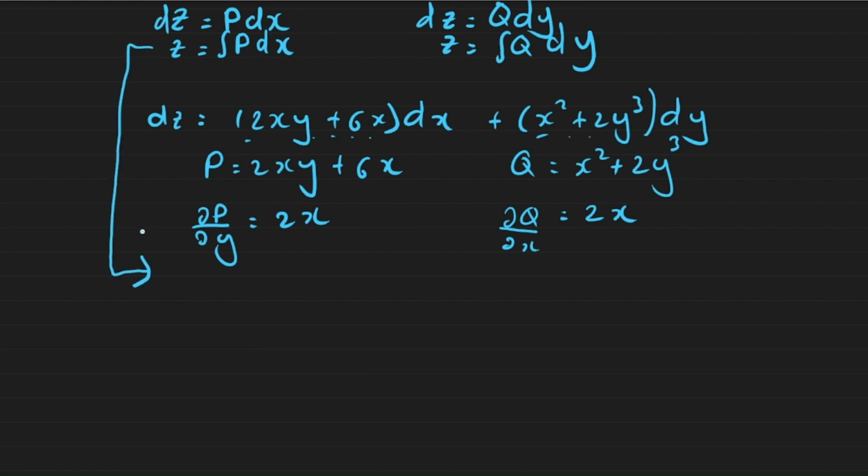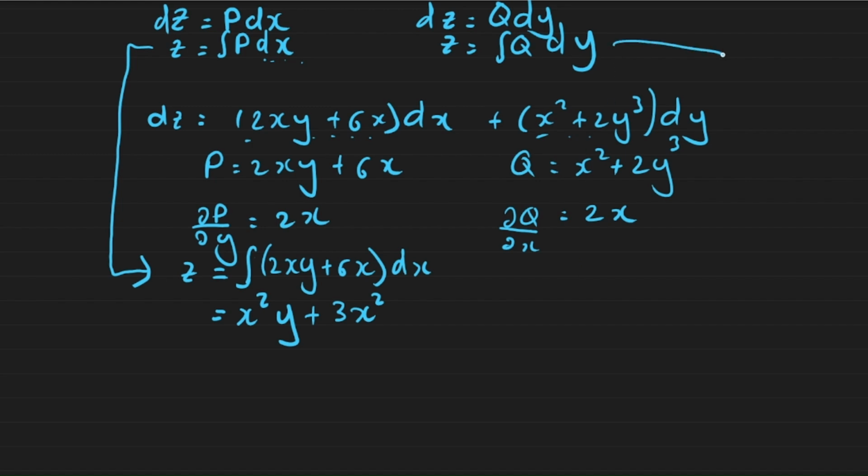So if z is equal to the integral of p dx, let's just write that down. z is equal to the integral of p, and p is 2xy plus 6x, dx. And now we integrate this. When we do that, we get x squared y plus 3x squared.